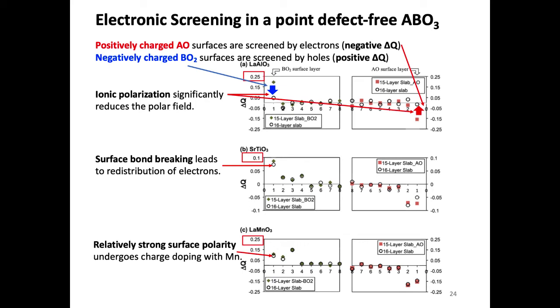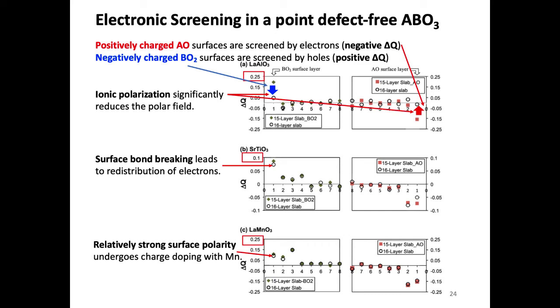And further down the road, we have to think about electronic screening in a point-defect-free ABO3. So we started with the claim that point defects are very important, but in order to delve into that, we can also always think about the point-defect-free situation and see if we can have sufficient screening. So for example, positively charged AO surfaces are screened by electrons, and therefore on the right-hand side graph, we need to have negative delta Q, which is the case on the right side, and negatively charged BO2 surfaces are screened by holes, where we have positive delta Q, as indicated by the left blue arrow.